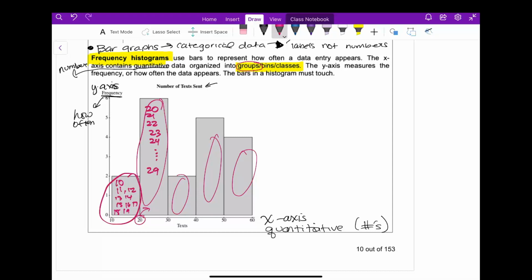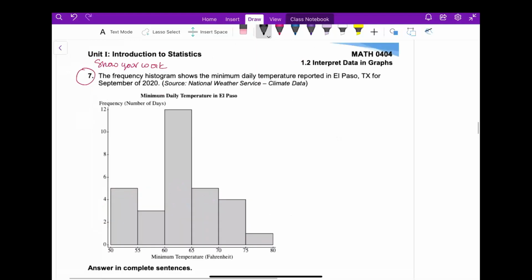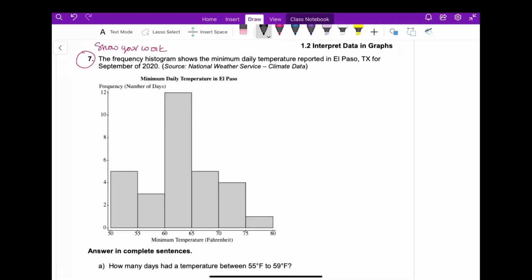All right, so let's try to answer some questions. Like always, let's focus on the title, the axes, and the sentence. Let's move forward. All right. This is the only one we have, so I want you to pay close attention to this histogram. The frequency histogram shows the minimum daily temperature reported in El Paso, Texas for September of 2020.